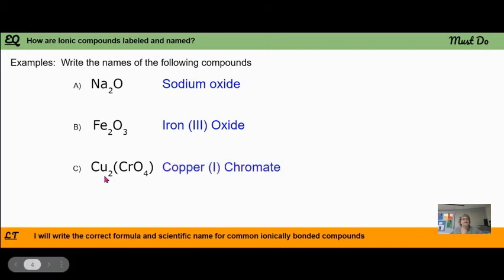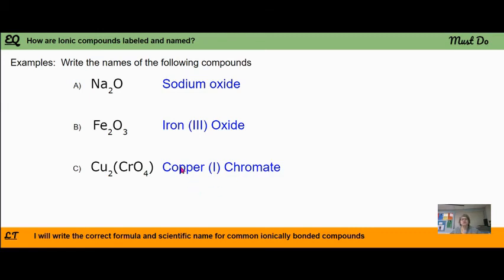For this one, I have copper and I have chromate. Since there's a 1 that we don't write right here outside the parentheses, that 1 goes with the copper. And so that copper becomes copper 1, and then chromate just stays the same. So I have copper 1 chromate.